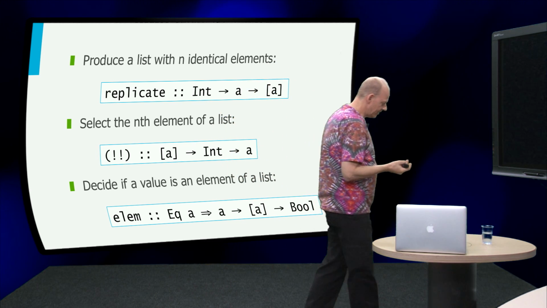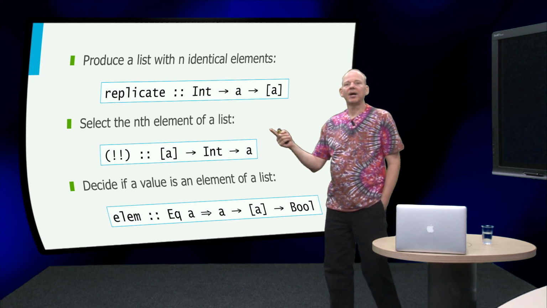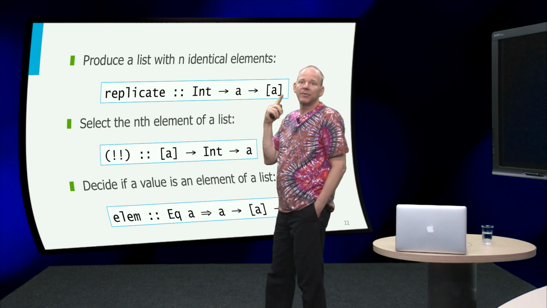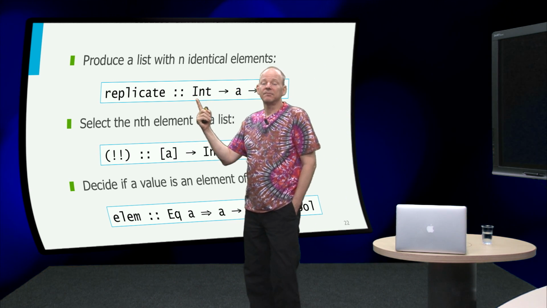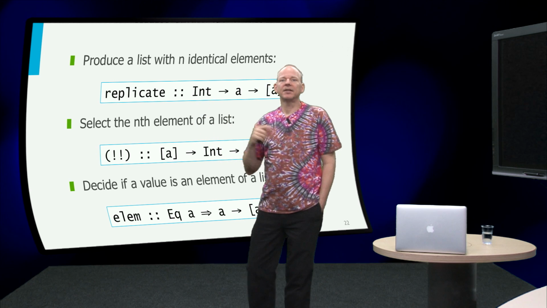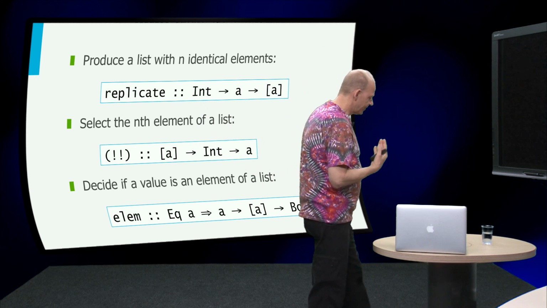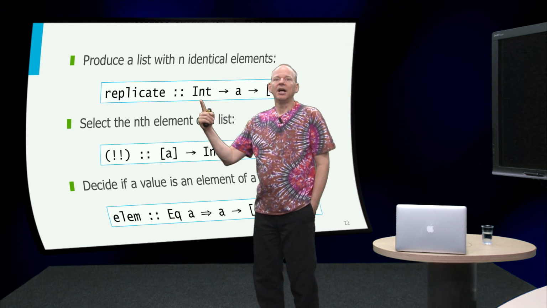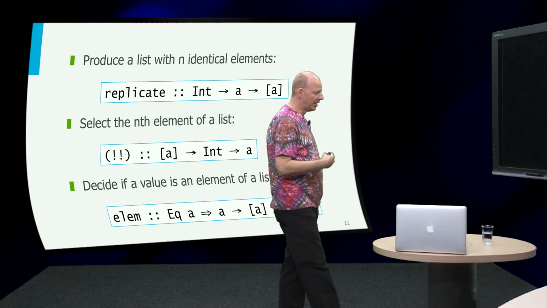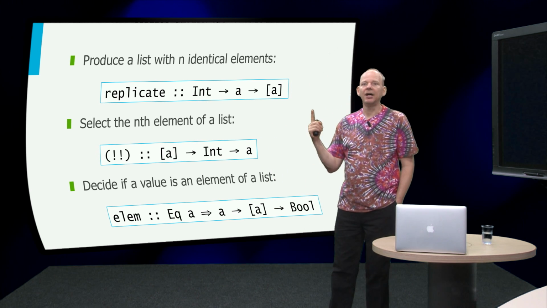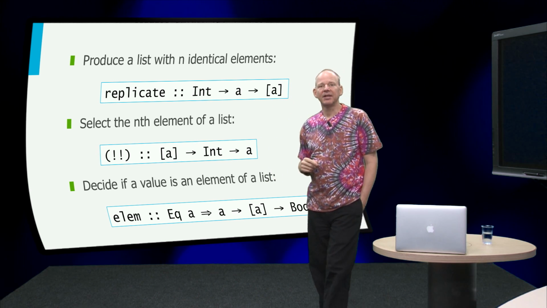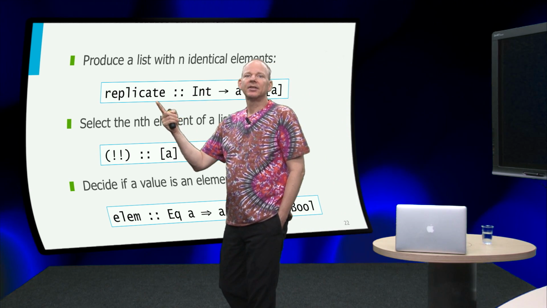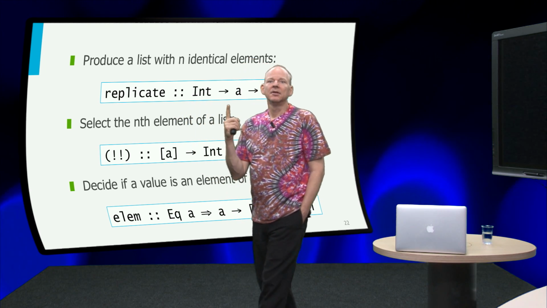So how do we do that? Well, we don't recurse over this a, and we have to build a list. So what we have to do is define this recursively over the structure of this integer. So we have two cases. N equals 0. If I replicate an element 0 times, well, I get the empty list, so that case is easy.